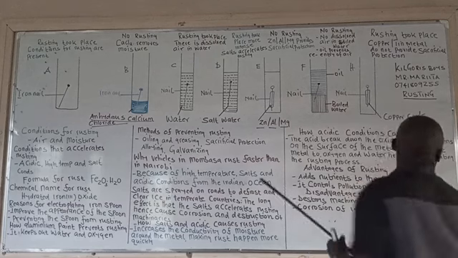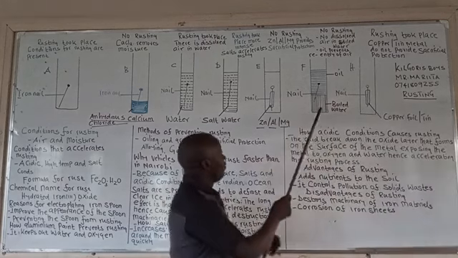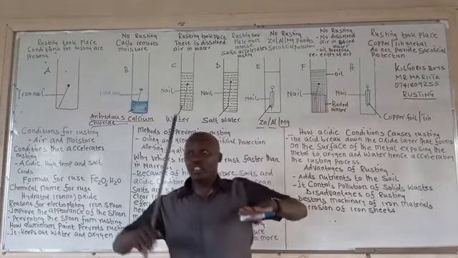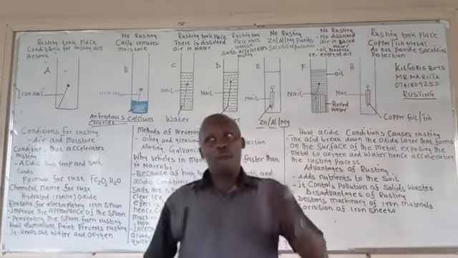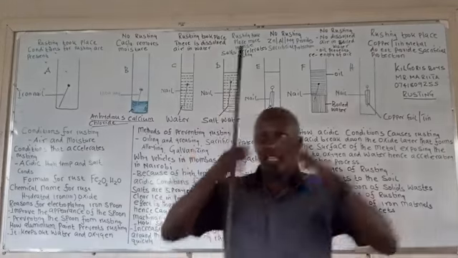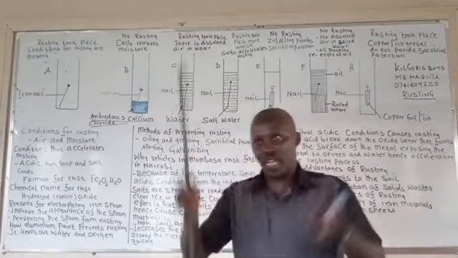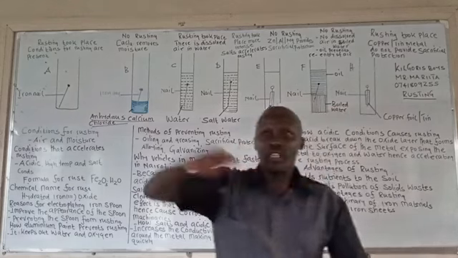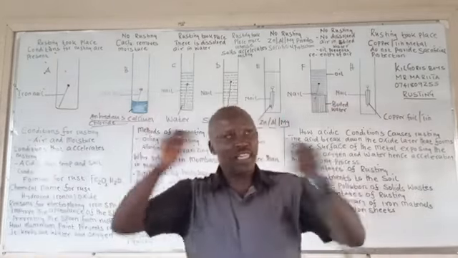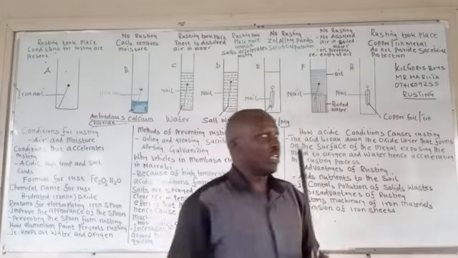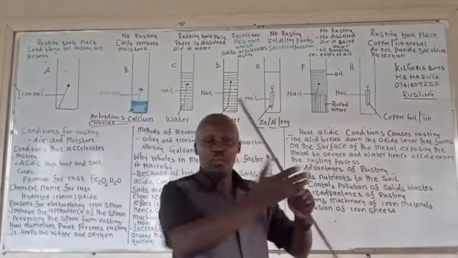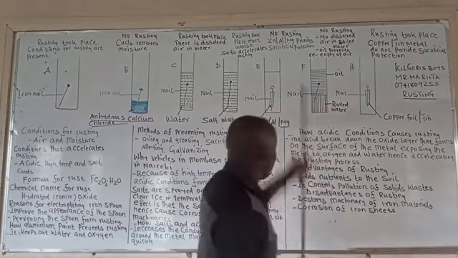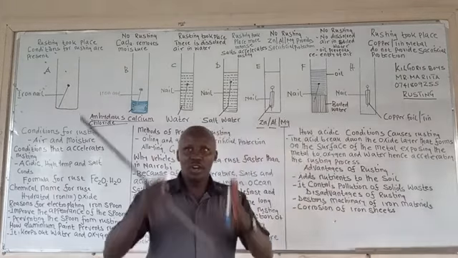Now we can also have test tube F, where we have boiled water and then a layer of oil on the boiled water. Boiling water drives out air, a condition required for rusting. Covering the boiled water with a layer of oil prevents re-entry of oxygen. That means there is no oxygen and there is no moisture, so there will be no rusting.